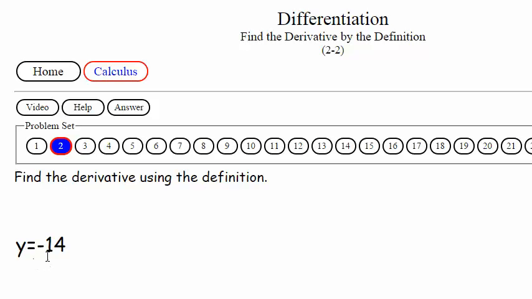So we have y is equal to negative 14. Let's take a look at that. We have y is equal to negative 14. Now we want to find the derivative, and that is we want to find y prime, okay? Y prime. So a little different notation here.